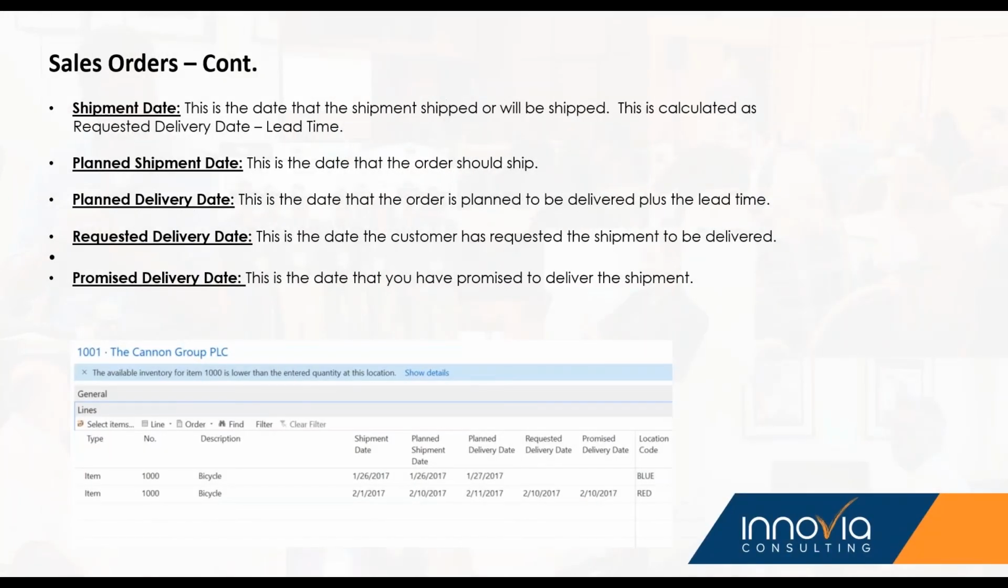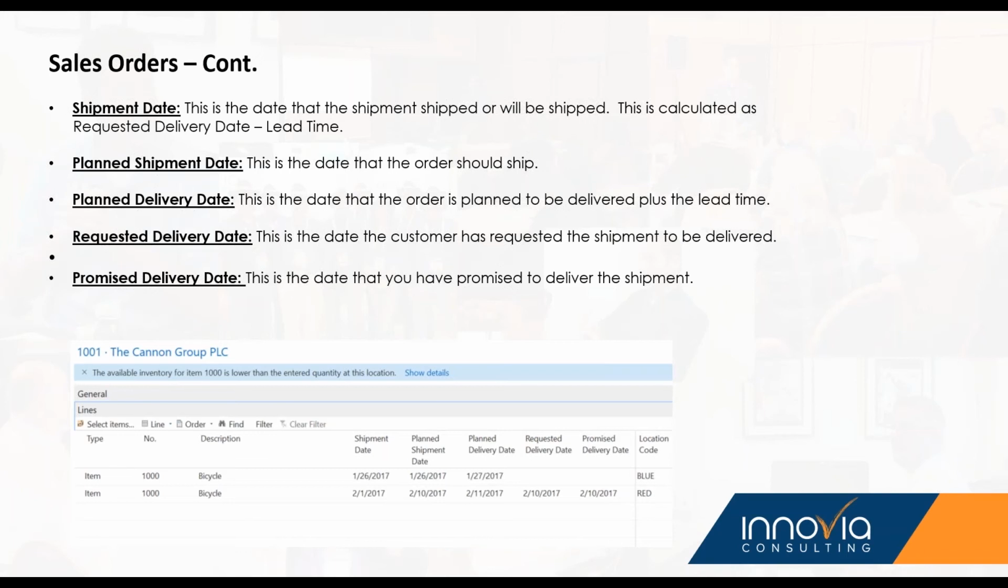Our next slide is a continuation on sales orders. This time I'm going to address the line. Just as a purchase order has lines and dates, sales orders have lines and dates. So our shipment date. This is the date that we are expecting the shipment to be shipped or it has already shipped. And as you see, I've notated that this is calculated based off of a requested delivery date and a lead time.